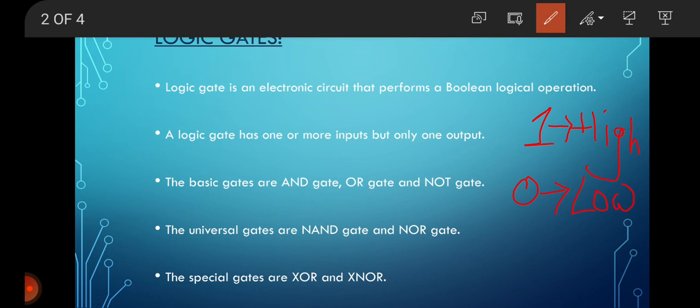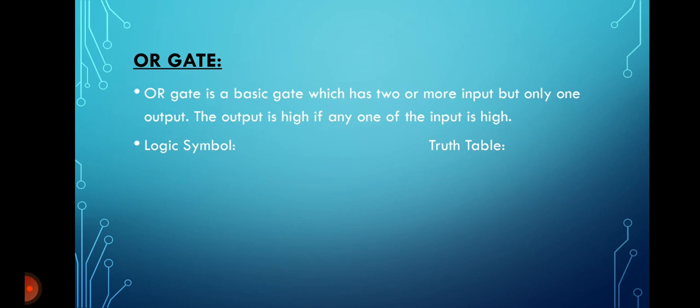The basic gates are AND gate, OR gate and NOT gate. The universal gates are NAND gate and NOR gate. And the special gates are XOR and XNOR gate. We will first see the OR gate. So what is an OR gate? An OR gate is a basic gate which has two or more inputs but only one output. In this, the output is high if any one of the inputs is high.